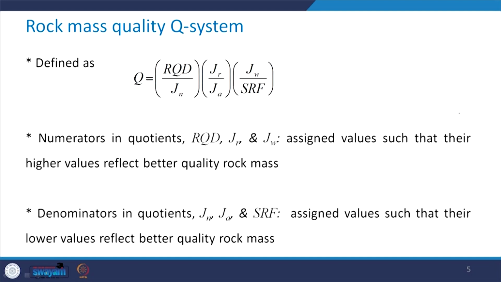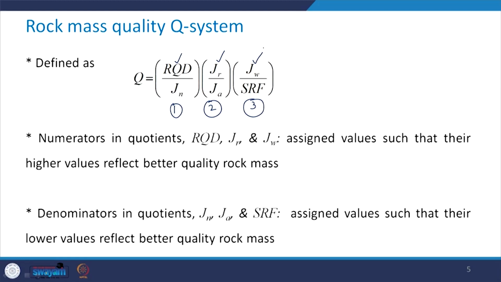See here, in this expression we have 3 quotients, first, second and the third one. So, whatever parameters are in the numerator in all these quotients, RQD, Jr and Jw, these take values such that their higher values reflect better quality of the rock mass. That means, if these have larger values, you can see that these are in the numerator.